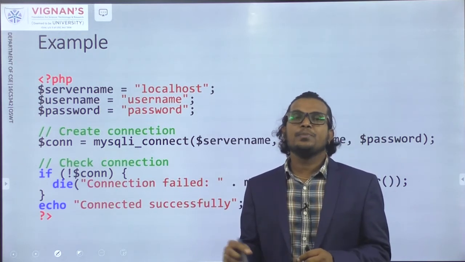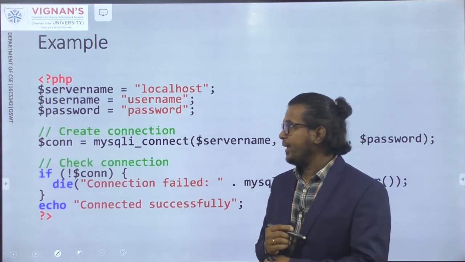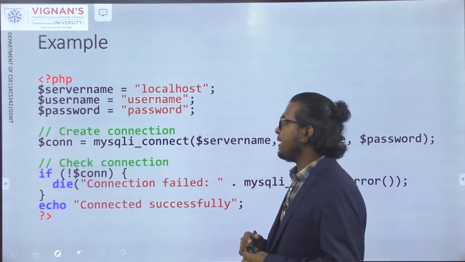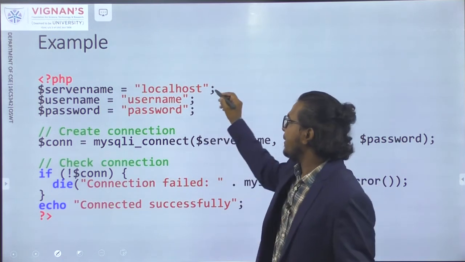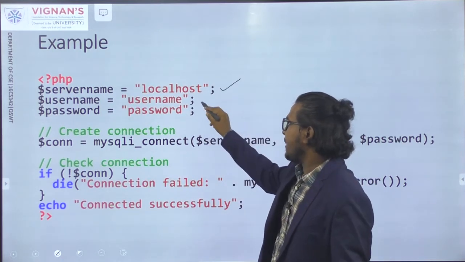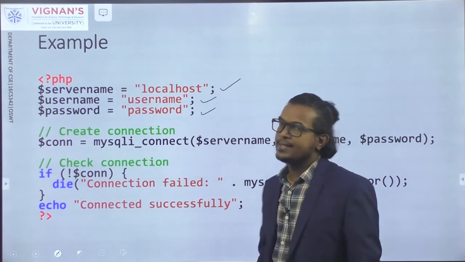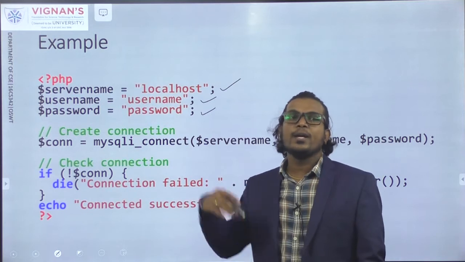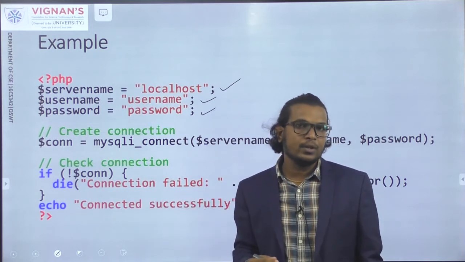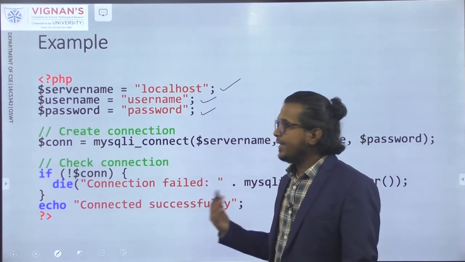Next, we'll see the PHP and MySQL database connectivity. In this PHP and MySQL database connectivity, we are passing three parameters here. The first parameter is the server name, the second parameter is the username, and the third parameter is the password. With the help of these three parameters, we are communicating to the database server.